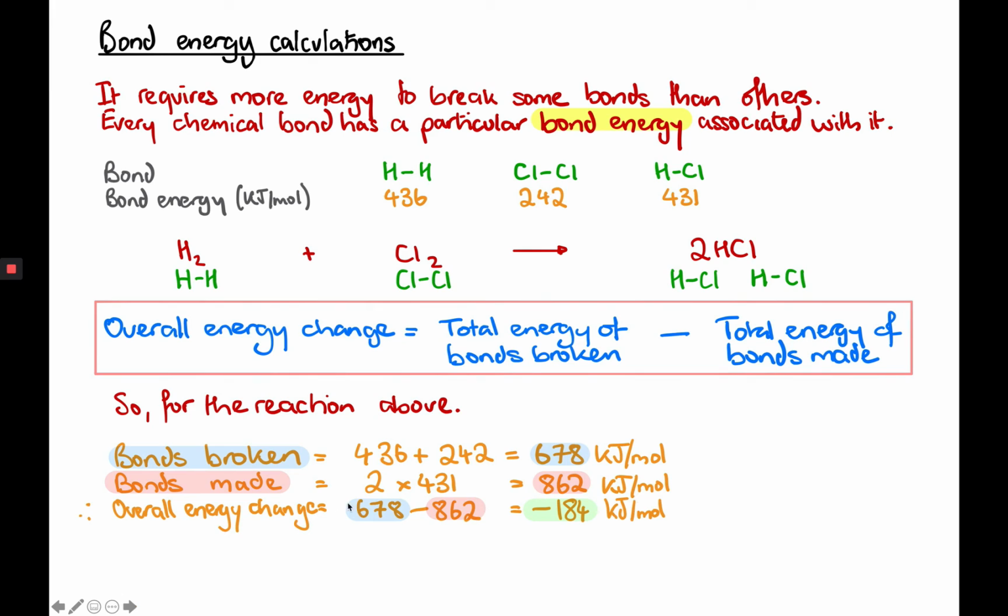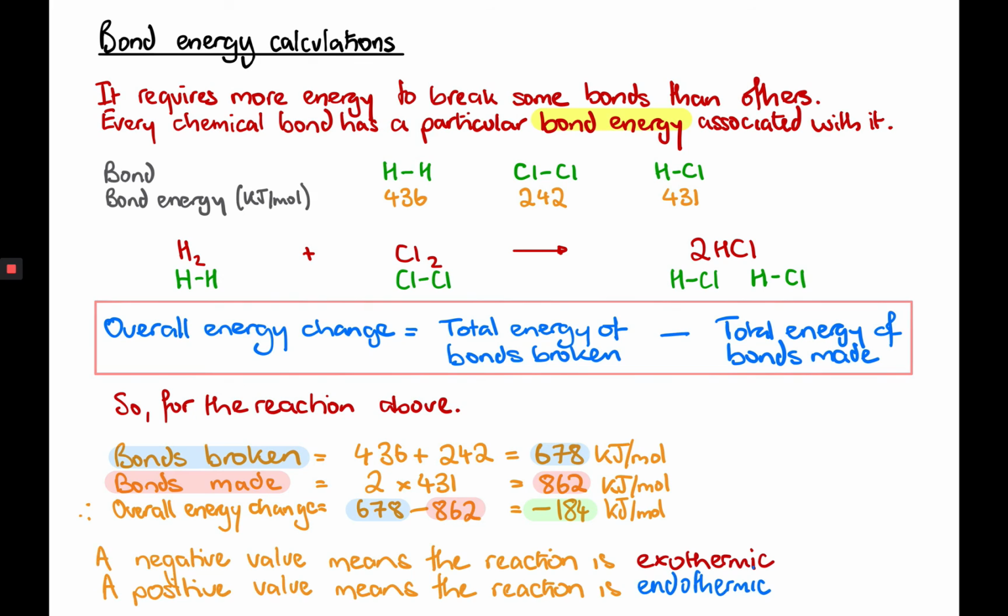So then we do the sum. So the overall energy change is the total energy of the bonds broken, so that's 678, minus the total energy of the bonds made, which is 862, and that gives a final answer of minus 184. Now, when you do these calculations, a negative answer means that the reaction is exothermic, and a positive value means that the reaction is endothermic, and that's because the energy released is greater than the energy that was required to break the bonds in the first place. So in this particular reaction, we have an exothermic energy change.